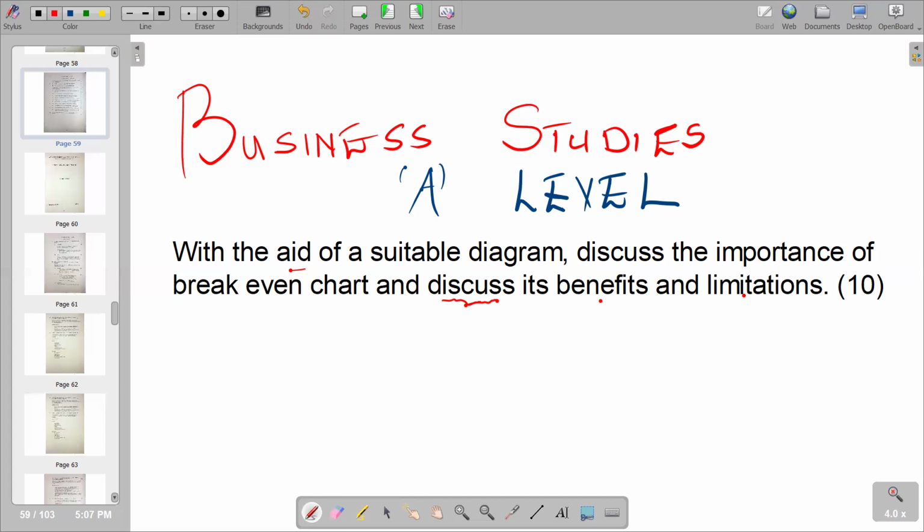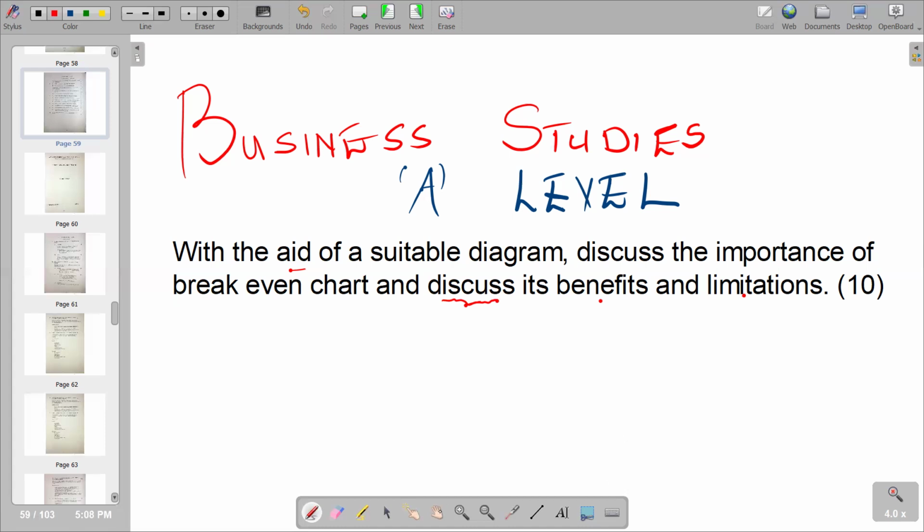Remember, in a discussion, if it's possible, you can also put the same number of points on both sides. That is, the same number of points that we include on the benefits can be the same number of points that we include on the limitations. So we are going to start by graphically presenting the break-even chart.